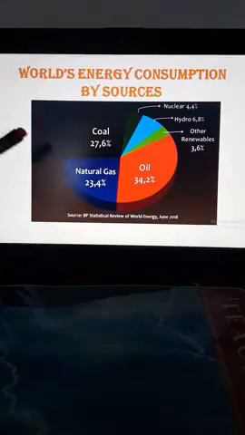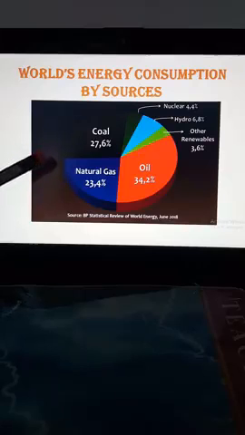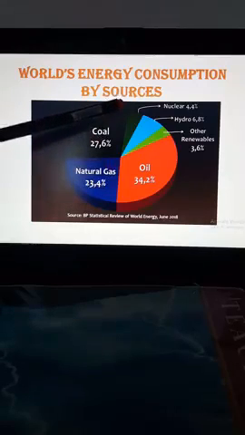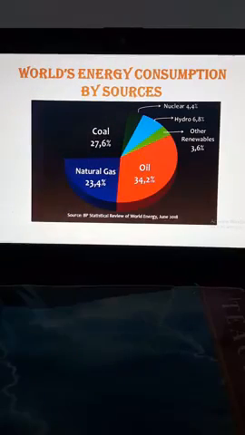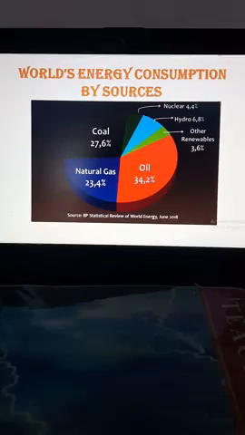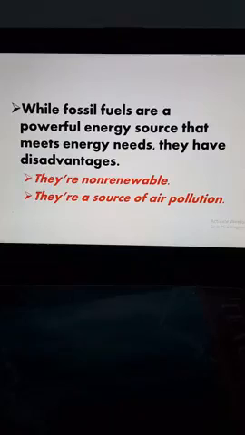Now, look at this graph. This graph shows us that fossil fuels provide most of our energy needs compared to the renewable sources of energy. Why? Because fossil fuels are very powerful energy sources. Now, while fossil fuels are a powerful energy source that meets energy needs, they also have disadvantages. First, they're non-renewable. That means when they're gone, they're gone forever.